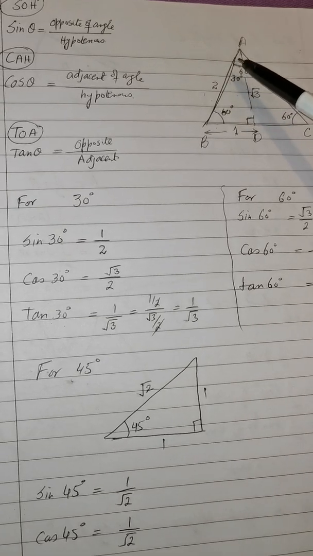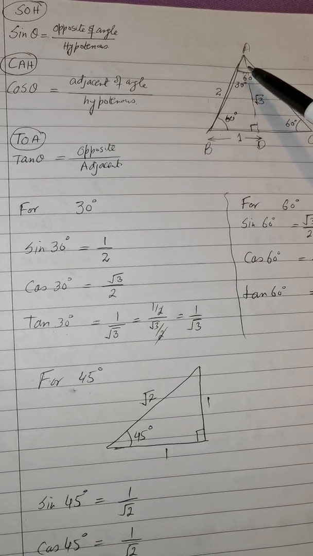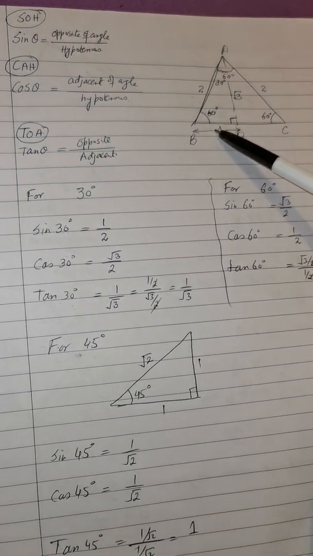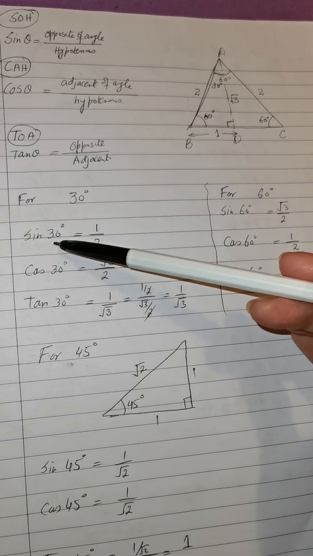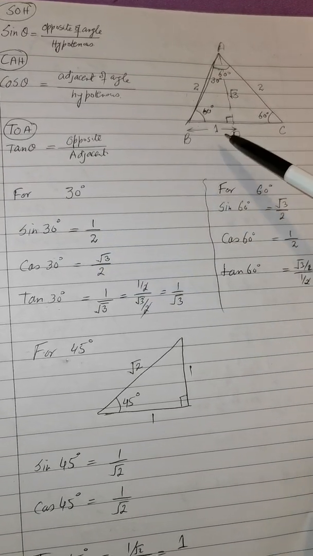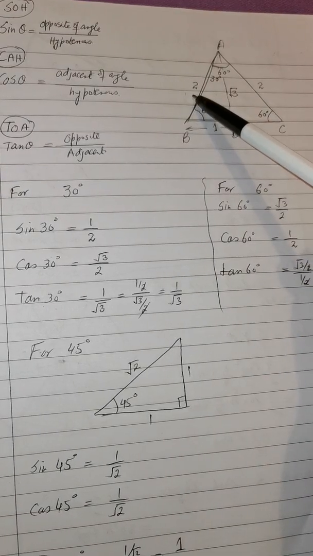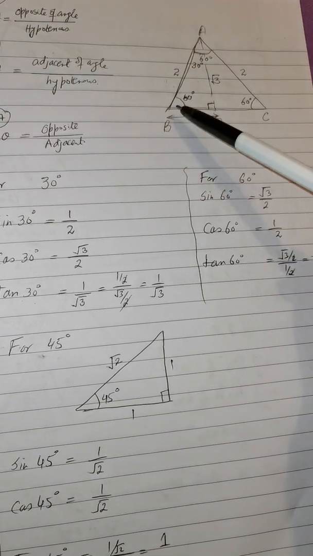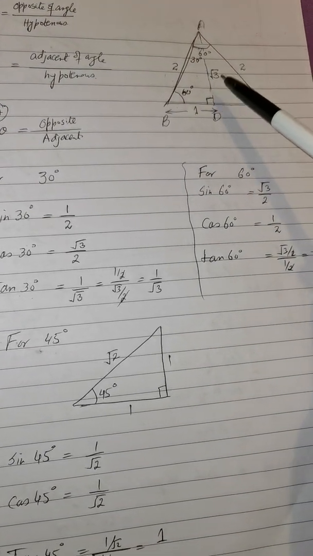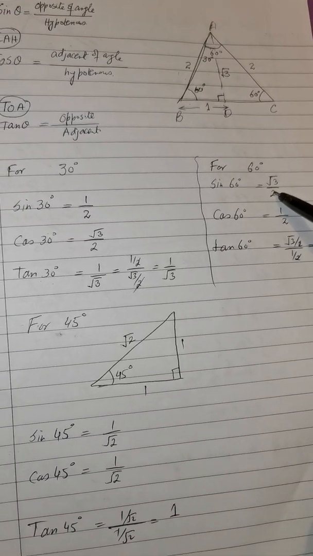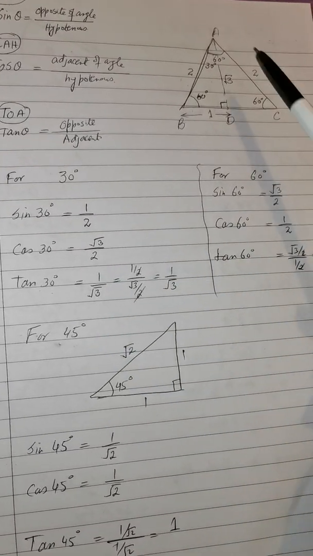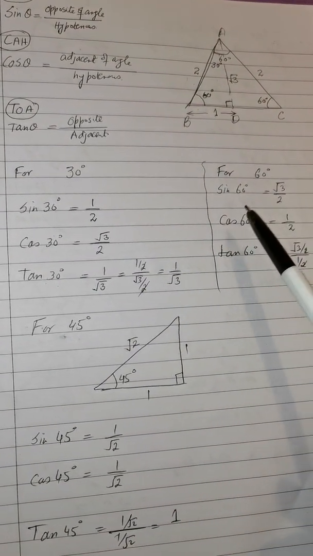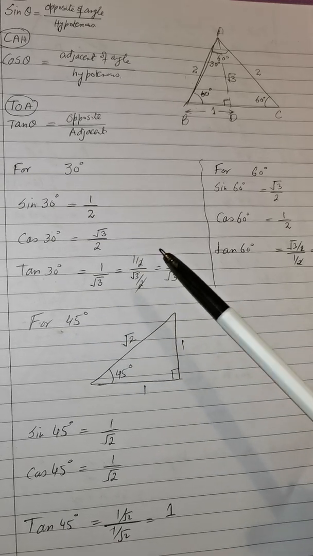But if I have to calculate the value for 30 degree, then the opposite of this 30 degree angle will be 1. So you can see when I take sine 30 degree, the opposite is 1 over 2, hypotenuse is the same, right? But when I take the value of sine 60 degree, the opposite is root 3 divided by 2, right? So considering these facts, you can easily find the values of sine 60 and sine 30 degree. You can differentiate them.